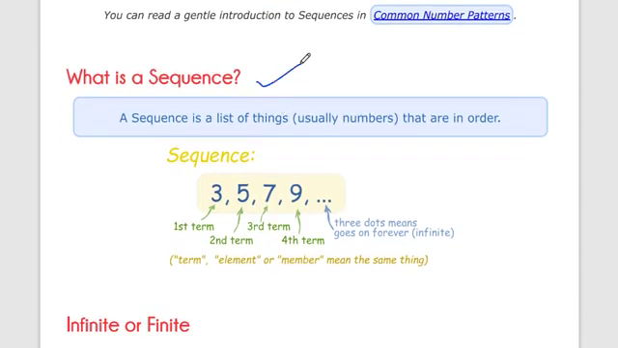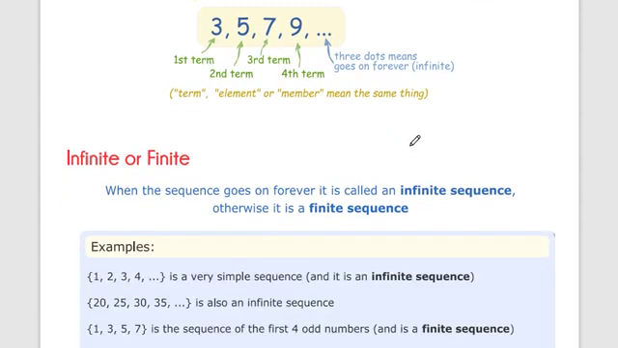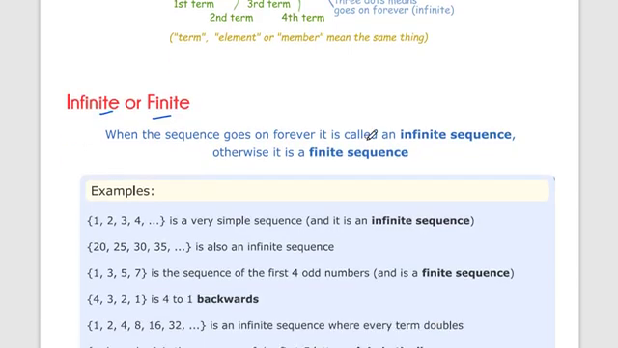What is a sequence? A sequence is a list of things, usually numbers, that are in order. First term, second term, third term, fourth term, and it goes on. There are two types of sequence: infinite and finite. Finite means we can count the number of terms in the sequence. Infinite means it goes on forever, and we cannot count the number of terms.